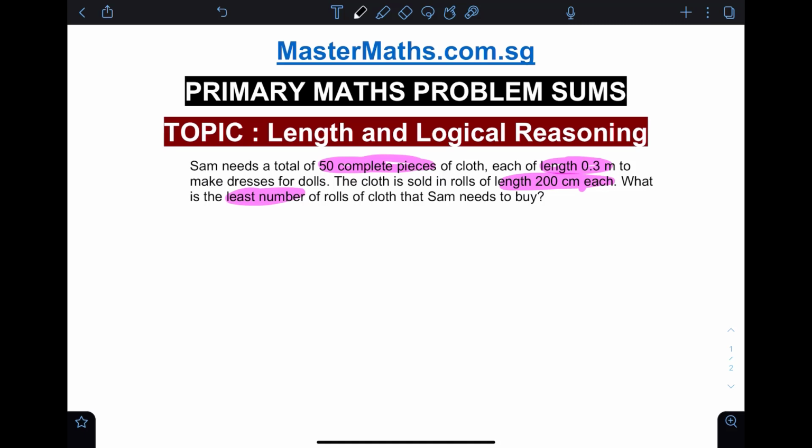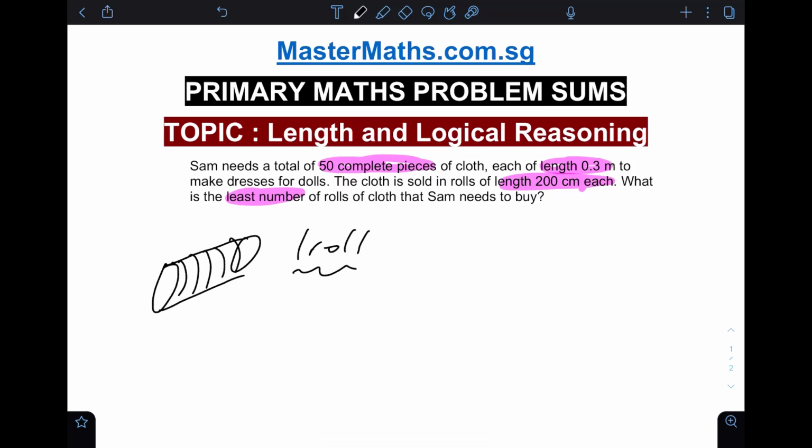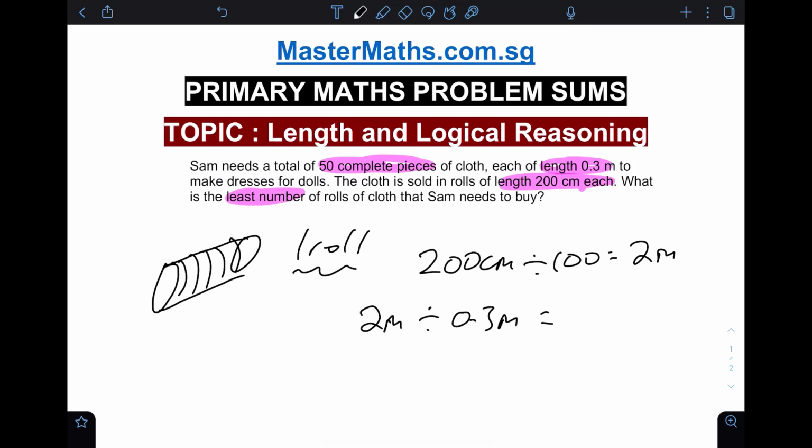Now, first step, let's say, for example, this is a roll of cloth. This is one roll, okay? So you need to ask yourself, in this one roll of cloth, how many of these pieces can I get? Again, each piece is 0.3 meters. So the first step is to change the 200 cm into meters. So this is 2 meters. Okay, so we do 2 meters divided by 0.3 meters.